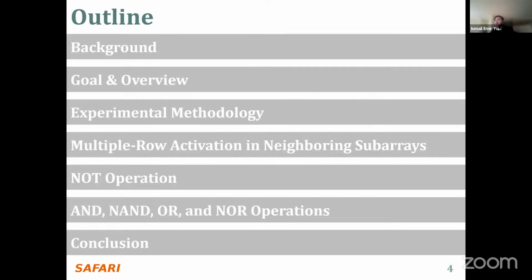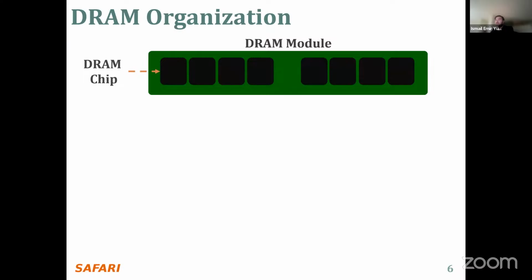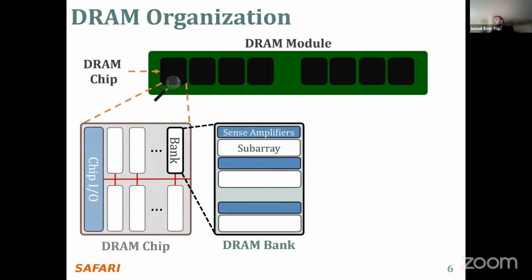So here's the outline of my talk. I'll start with a brief background on DRAM. So here we have a DRAM module. It consists of multiple DRAM chips. Inside the DRAM chip, we have multiple DRAM banks that are connected through the chip I/O. And inside the bank, we have multiple subarrays and sense amplifiers.